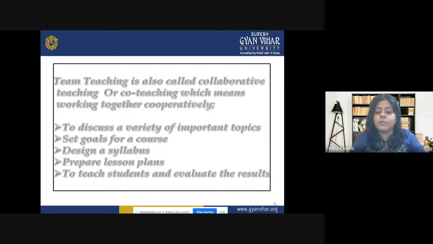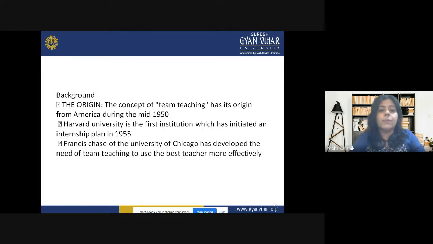and evaluates the results. Now, the background of team teaching, the origin. The concept of team teaching has its origin from America during the mid 1950s. Harvard University is the first institution which initiated an internship plan in 1955. Francis Chase of the University of Chicago developed the need of team teaching to use the best teacher more effectively.